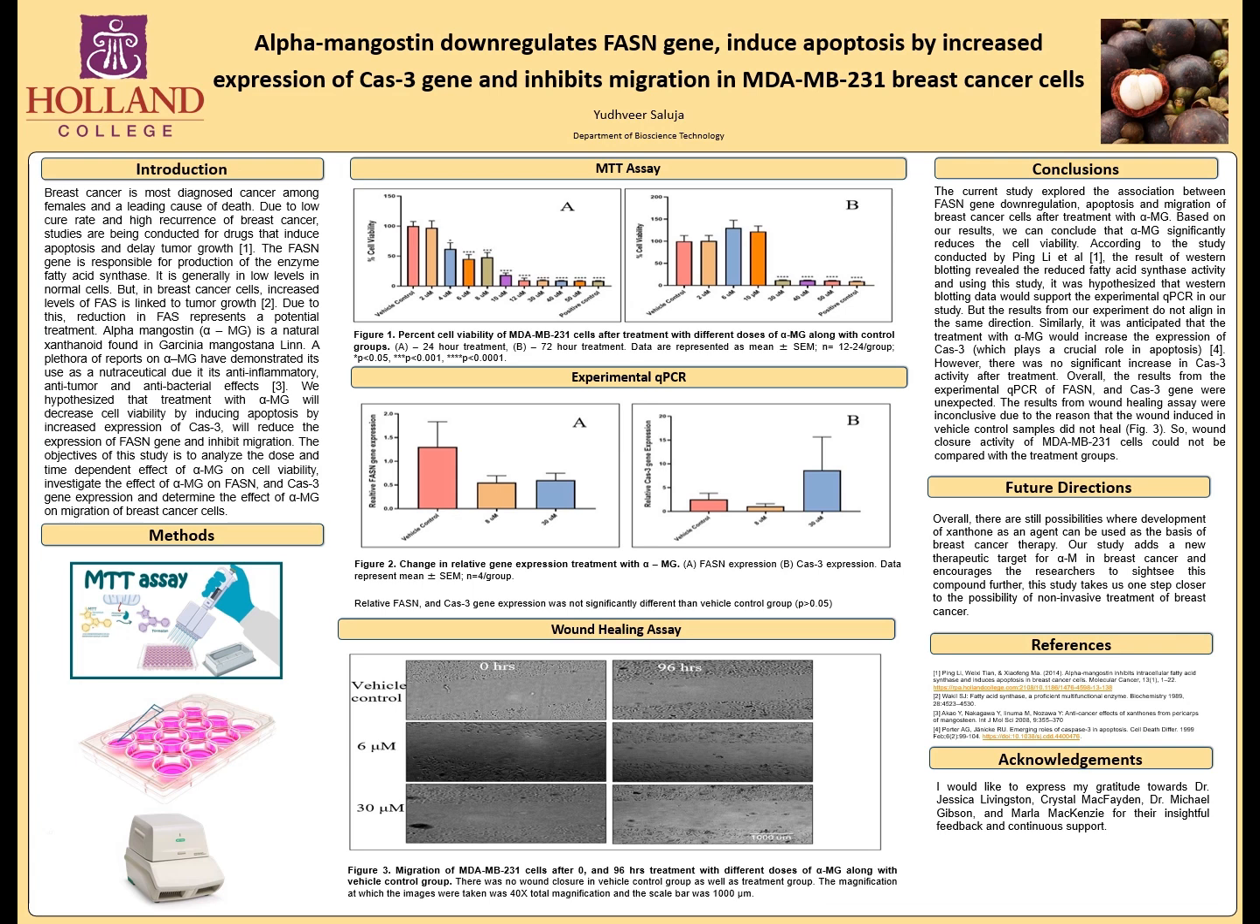It will reduce the expression of FASN gene and inhibit migration. The objectives of this study are to analyze the dose and time-dependent effect of alpha-mangostin on cell viability, to investigate the effect of alpha-mangostin on FASN gene and Cas3 gene expression, and to also determine the effect of alpha-mangostin on migration of breast cancer cells.